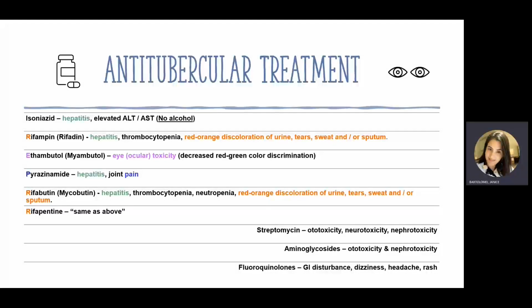Okay. If you notice, they all sort of cause hepatitis. So they are very harsh on the liver. They're filtered by the liver, so we have to be careful. The one with the P, the pyrazinamide, causes joint pain. I highlighted pain because it starts with a P. Okay, P and the pyrazinamide, you can relate that.